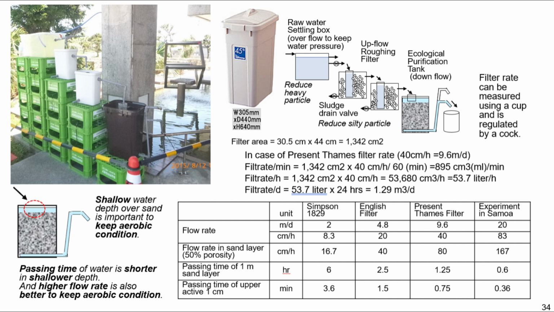Shallow water depth over the sand is important to keep aerobic conditions. The passing time of water is shorter at shallower depth. And a higher flow rate is also better to keep aerobic conditions. Two hundred years ago, the James Simpson filter adopted 2 meters per day. The widespread English filter rate is 4.8 meters per day. And the present Thames filter is 9.6 meters per day.